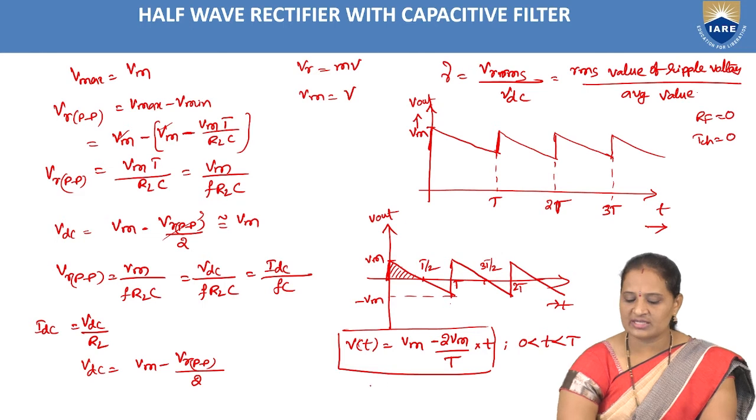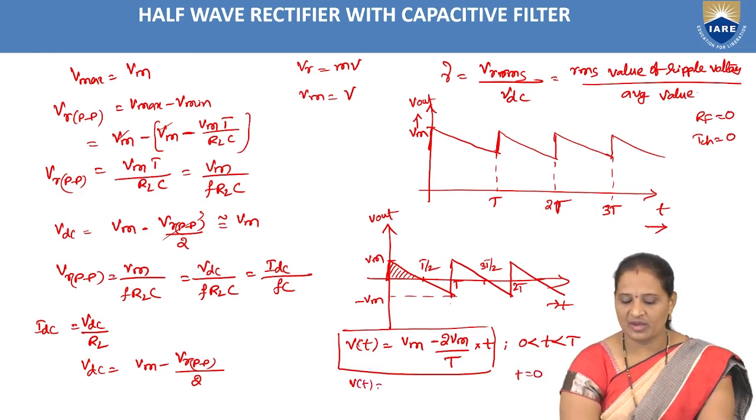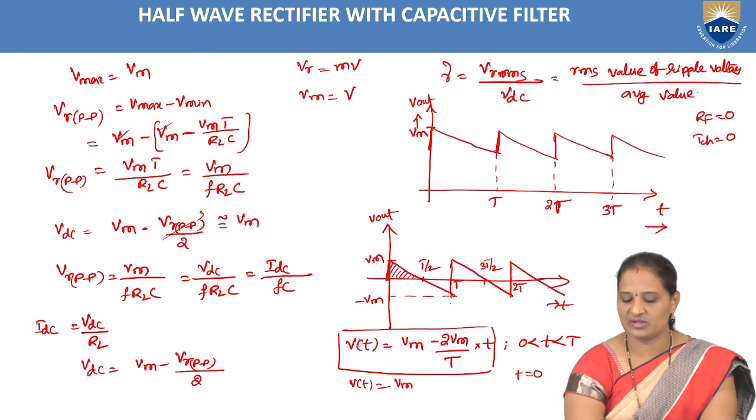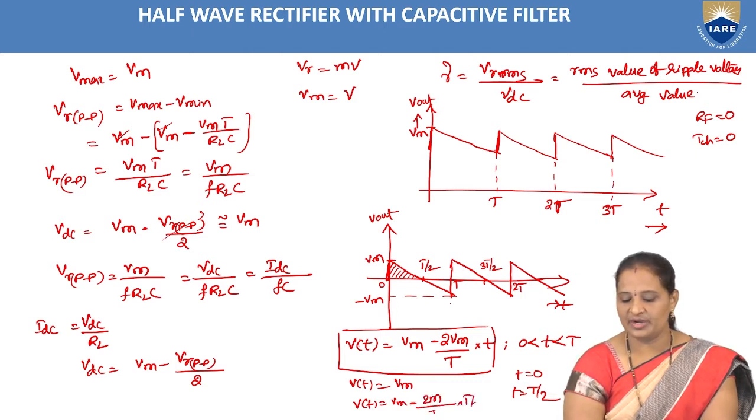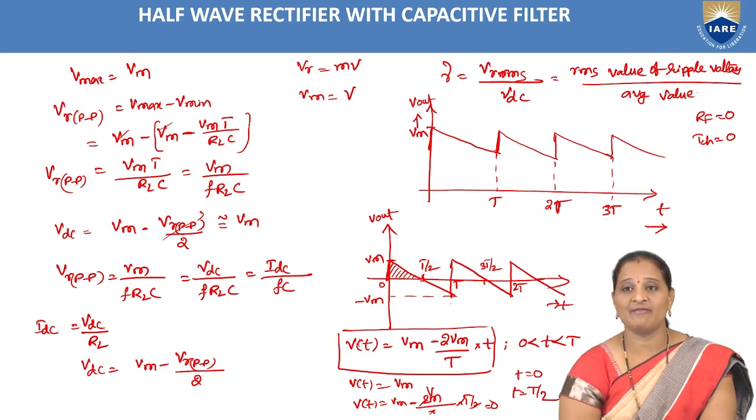Now let us consider if t is equal to 0. What is V of t? If t is equal to 0, V of t is equal to Vm. At time t equal to 0, we have plus Vm. And at t equal to T by 2, what is the voltage at the capacitor? That is Vm minus 2Vm by T into T by 2. So this T gets cancelled, 2 gets cancelled, Vm minus Vm. So that is 0. At T by 2 we have 0.